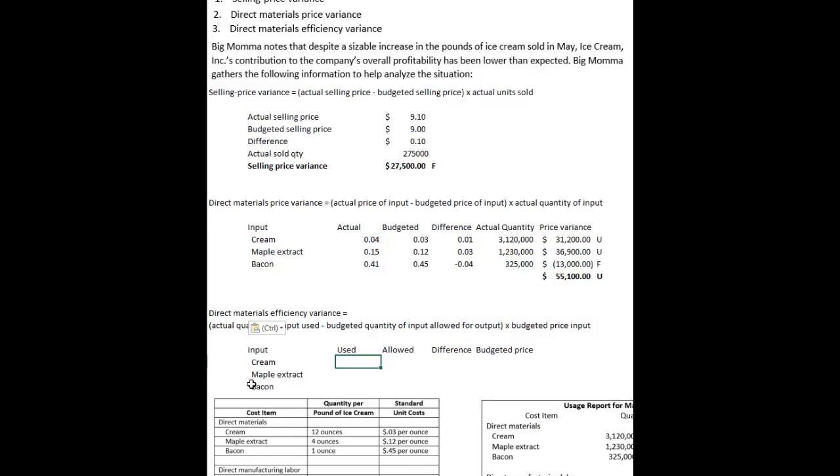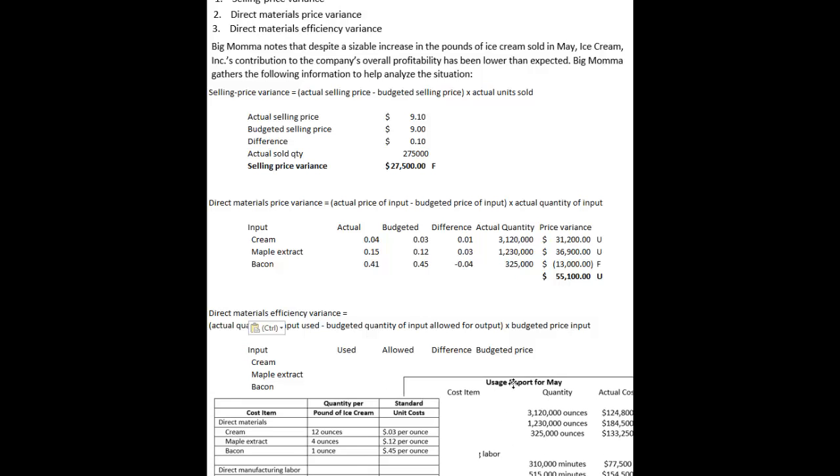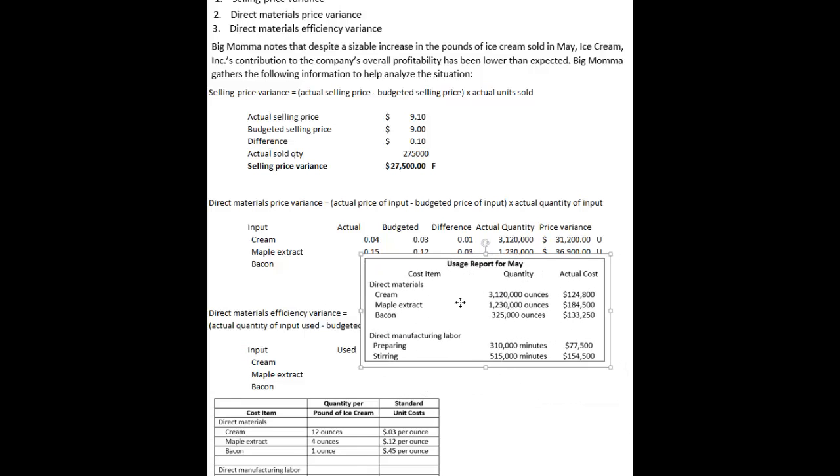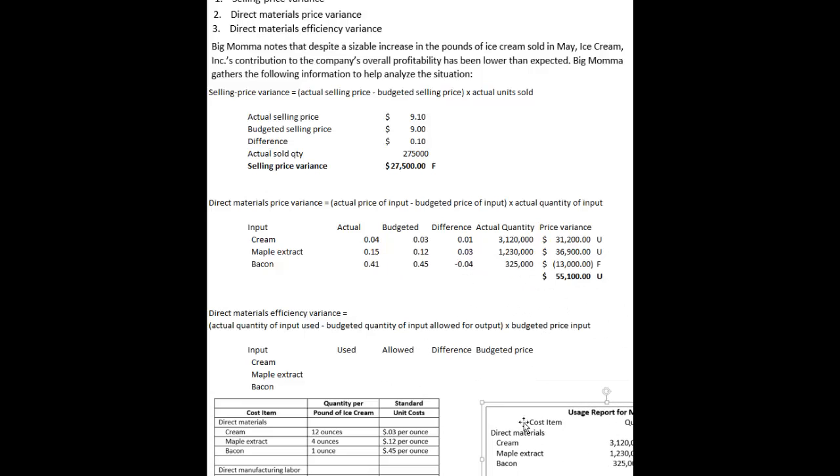We have 3 inputs for 1 pound of ice cream, and the inputs are the cream, the extract, and the actual bacon. So we're first going to look at the actual input used, which is right here, and we got that off of the usage report. These quantities are the quantities I'm going to throw into the used column. So all I got to do is copy here and paste. And I now need to figure out the quantity allowed.